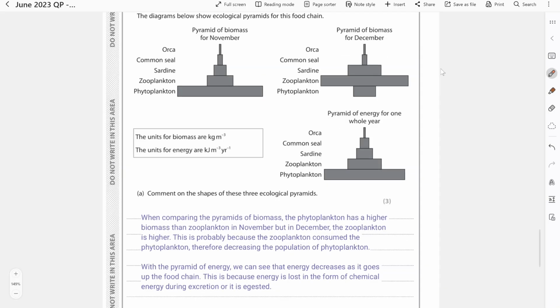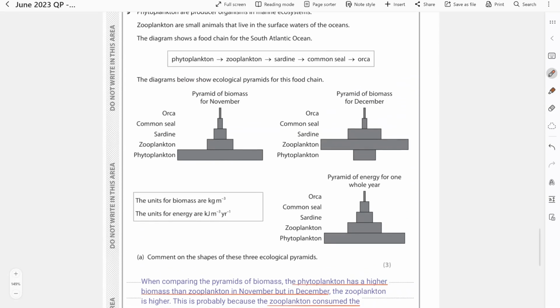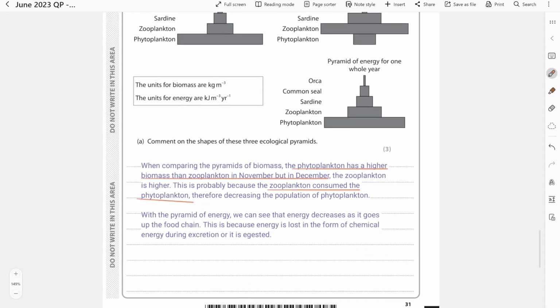All right, so I've zoomed out so you can see all 3 pyramids. First, I spoke about the pyramids of biomass, and you can see there's a difference here between the zooplankton and the phytoplankton in November versus December, right? So I made a comment on that. Phytoplankton is higher than zooplankton in November, but not in December. This is probably because the zooplankton consumed the phytoplankton, right? And we can confirm this because that's what it mentions up over here in the food chain. All right, so that would give you 2 marks.